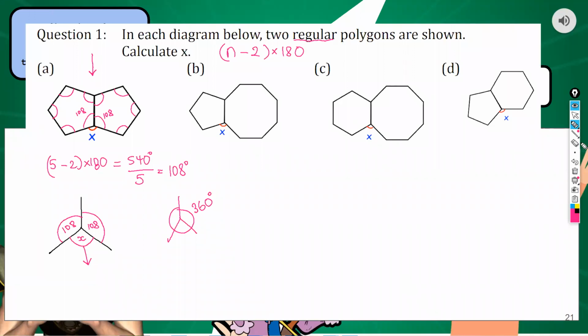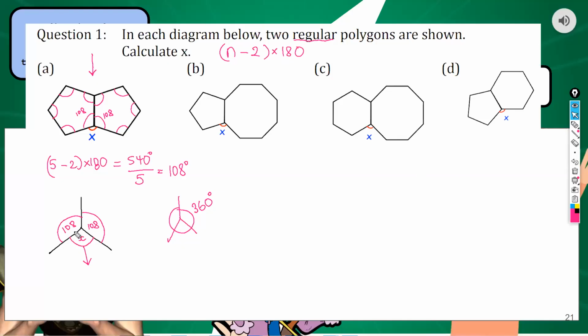Tristan, correct. Arisa, correct. If you add up 108 and 108, how much will we get? 108 plus 108 is 216. Minus that from the 360, and we'll get 144 degrees. And if you don't believe me, take 144, add 108, and the next 108, and I guarantee you will get 360 degrees. All right?